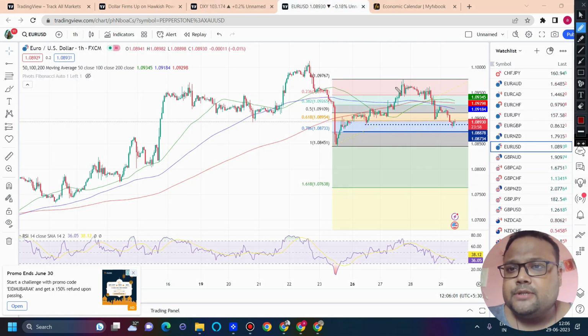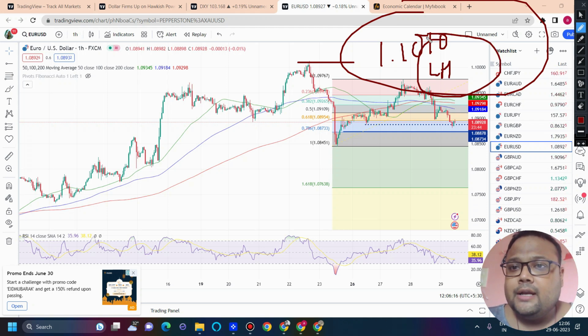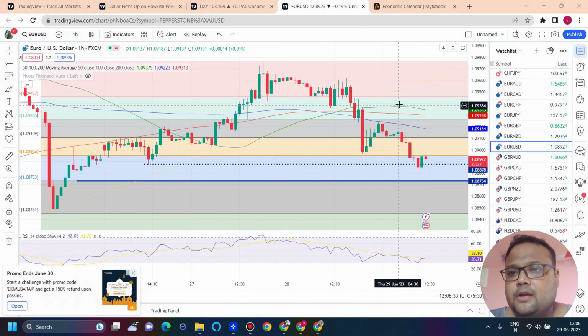Because to continue the upside, EURUSD had to cross the previous high of 1.1010. But as expected, EURUSD failed to cross the previous high and formed a lower high here. And this lower high signifies a change in the market structure, a change in the trend, a trend reversal sign. As discussed, we got the trend reversal we were waiting for on the chart of EURUSD. Right now, euro dollar is standing at 1.0892.